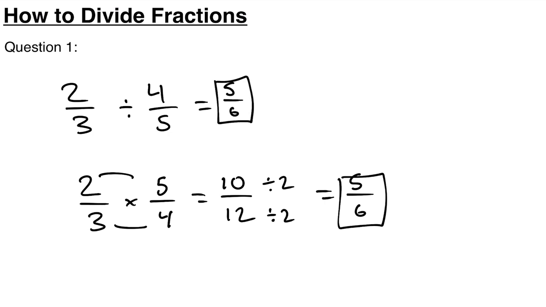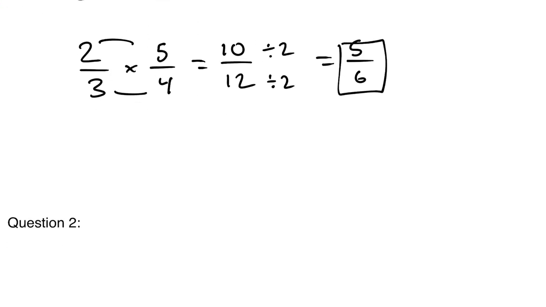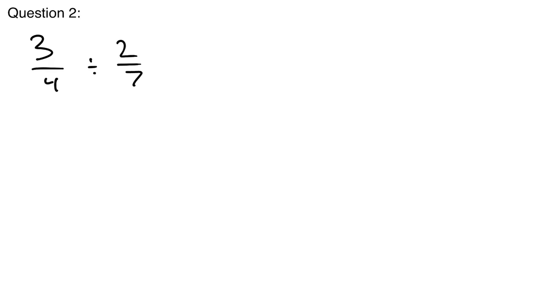Let's try one more problem, and feel free to pause the video and try it on your own. But this time, let's try 3 over 4 divided by 2 over 7. Now pause the video and try it on your own. But when you come back, you'll see once again, we simply follow the keep, change, flip rule.